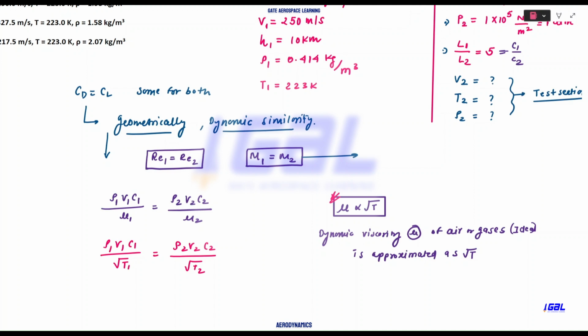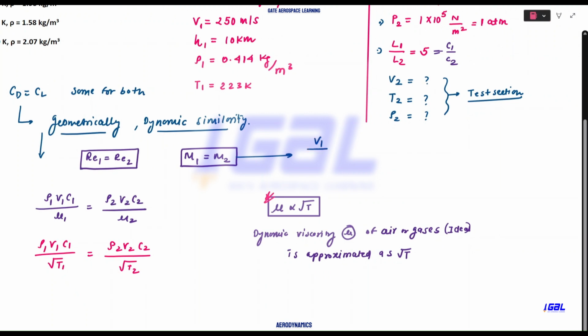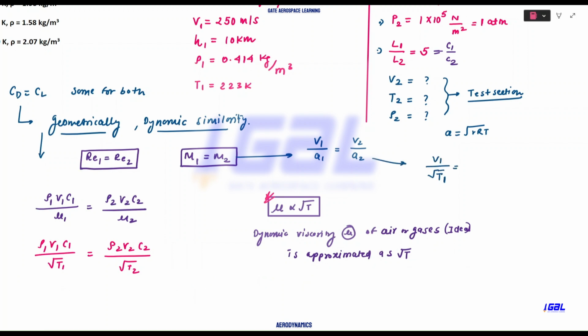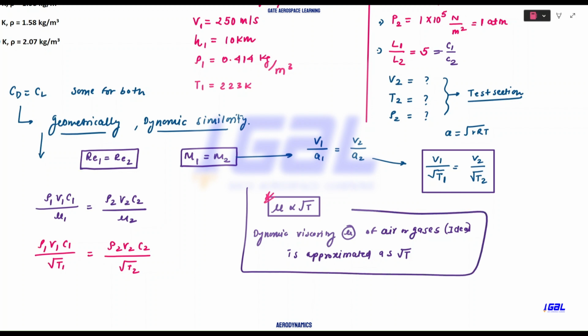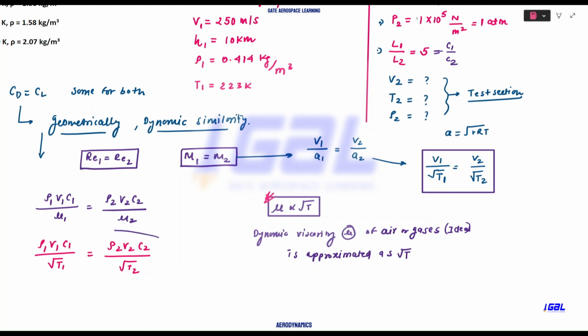To proceed ahead we need to use this condition. We know the Mach number can be written as V1 by A1 is equal to V2 by A2. Again from this, we have the speed of sound equal to under root of gamma RT. From here I can write V1 by under root of T1 is equal to V2 by under root of T2. I can write this, right? Now you will come to know why I wrote this, and this is the hurdle part I was talking about. If you don't know this, you cannot proceed ahead.